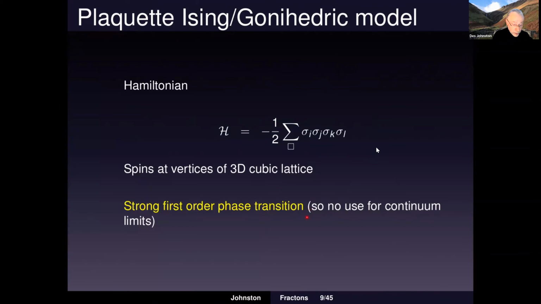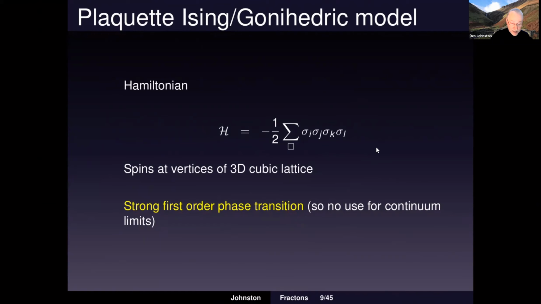It's got a first order phase transition. I'll explain what I mean by first and second order phase transitions in a second. Basically, a first order phase transition has got discontinuities in the observables that you'd care to look at, like the energy or the magnetization, whereas a second order or a higher order transition has got continuous changes in such variables. But simulating this beastie on a 3D cubic lattice gives you a strong first order phase transition.